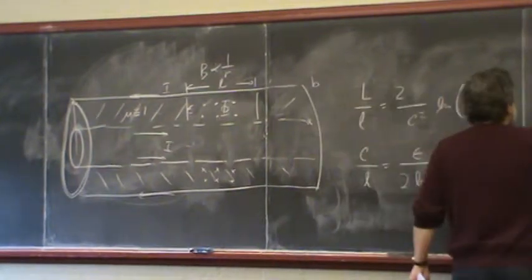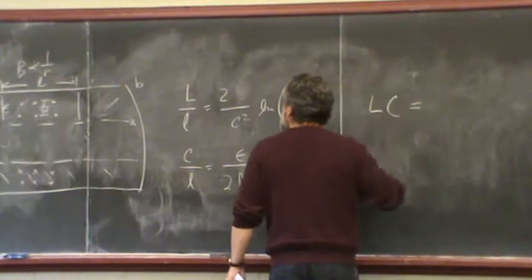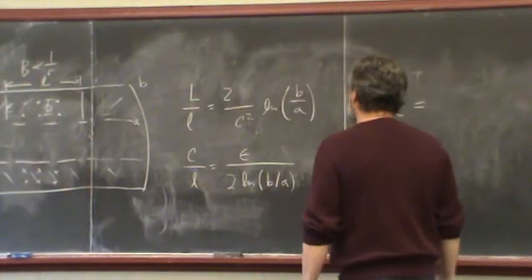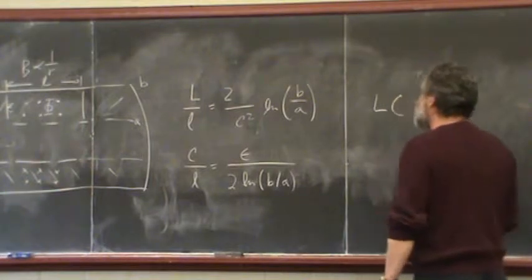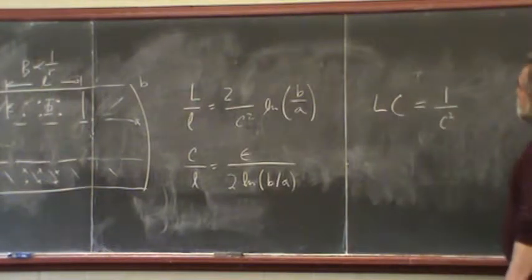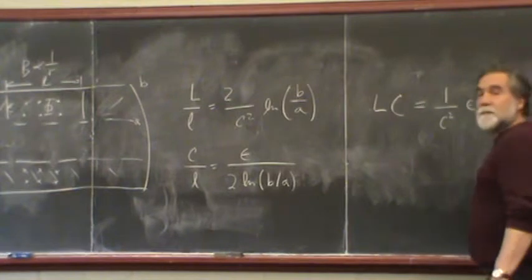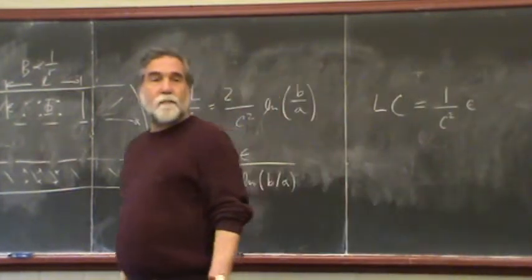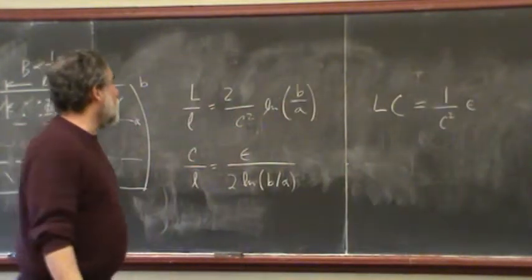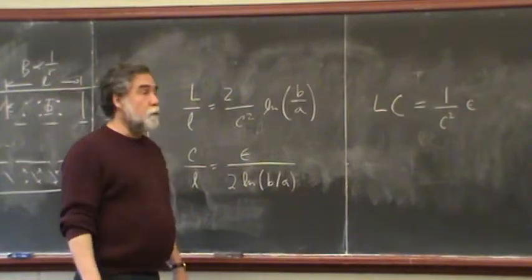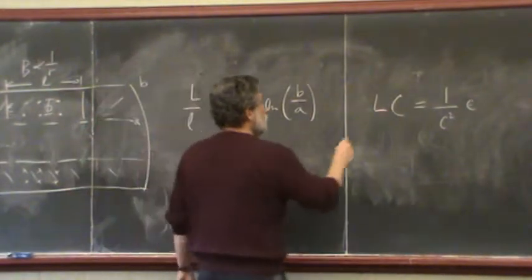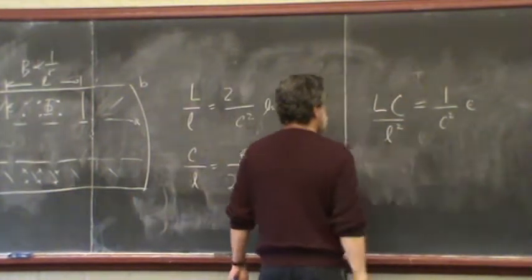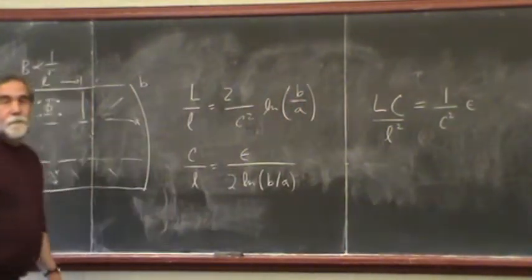What's going to happen? Because now I've got an LC oscillator. The product L times C, if I did this right, is going to look like 1 over c squared times epsilon. What about, is that over l squared? LC over l squared? Because those are both over l. Yes, you're right.